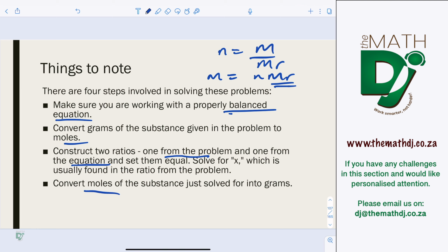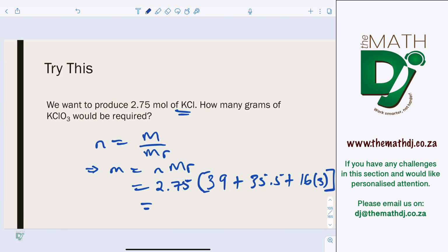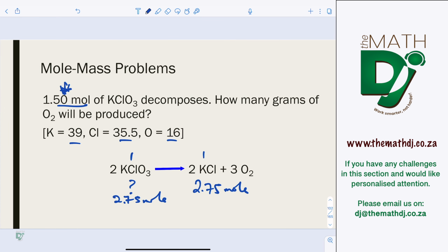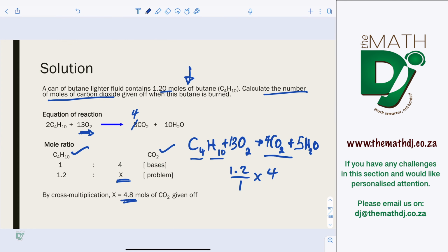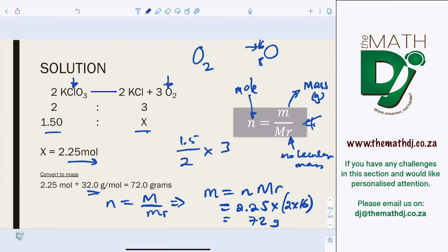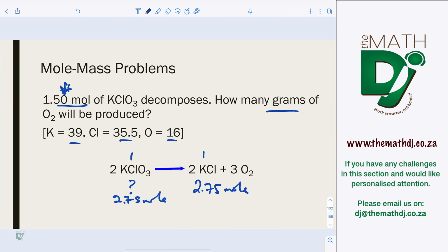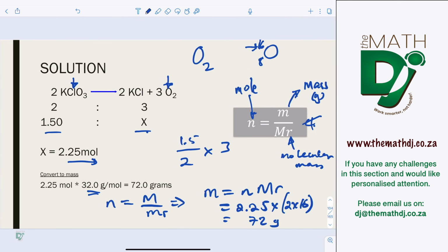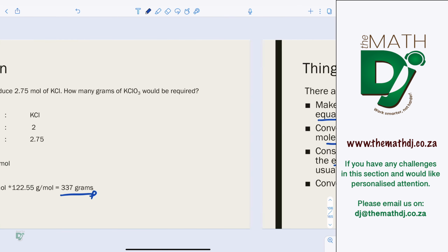Then step 4, convert moles of the substance just solved into grams, if they require it in grams. As you can see from the first one, they wanted the number of moles, so there was no need for us to convert it into grams. But the other one wanted the answer in grams. That's why we proceeded to use this formula to find the grams. So thank you for that.